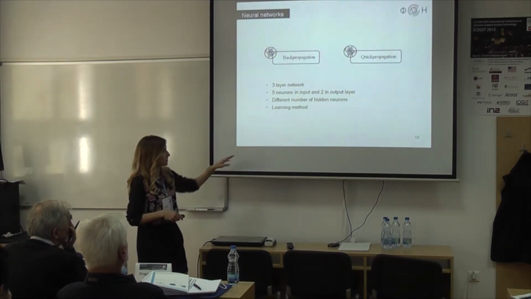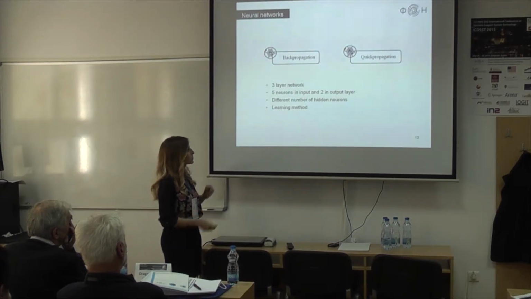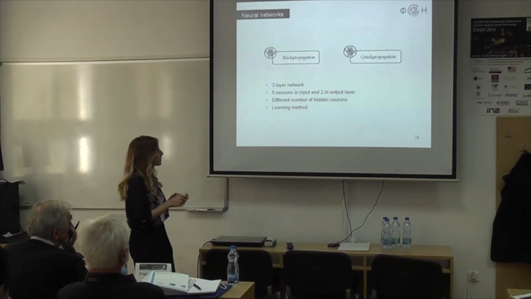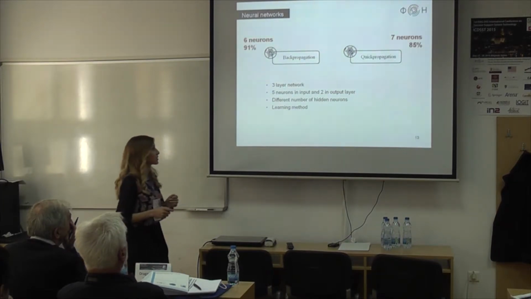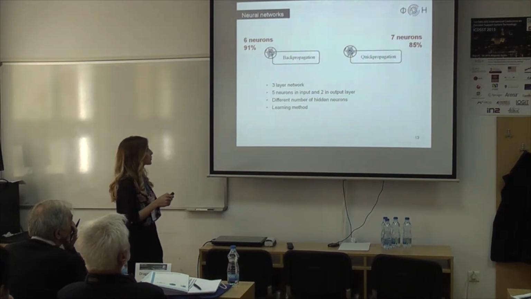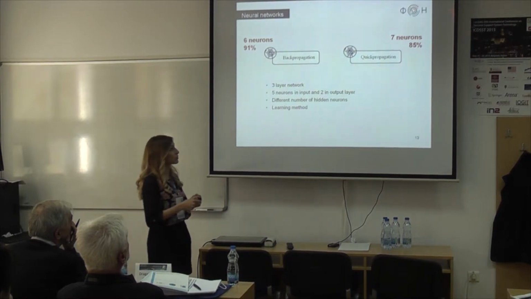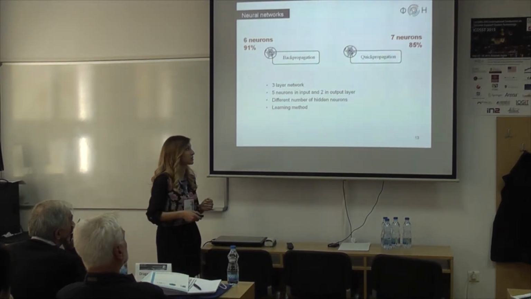So we created different networks, and we used two learning methods. We used backpropagation and repropagation. So these are the best results that we got. For backpropagation, the best was a network with 6 neurons in the hidden layer, and with repropagation, 7 neurons in the hidden layer.